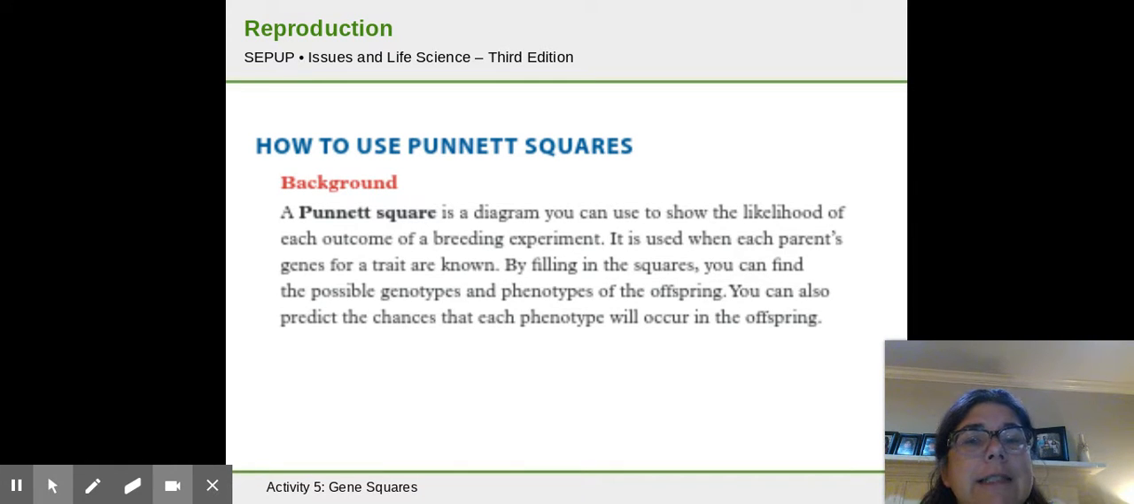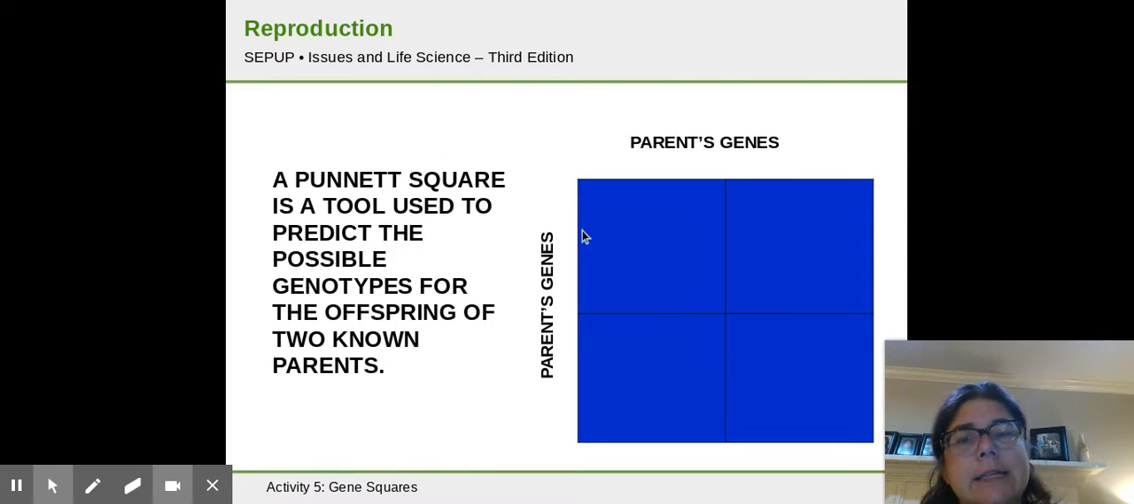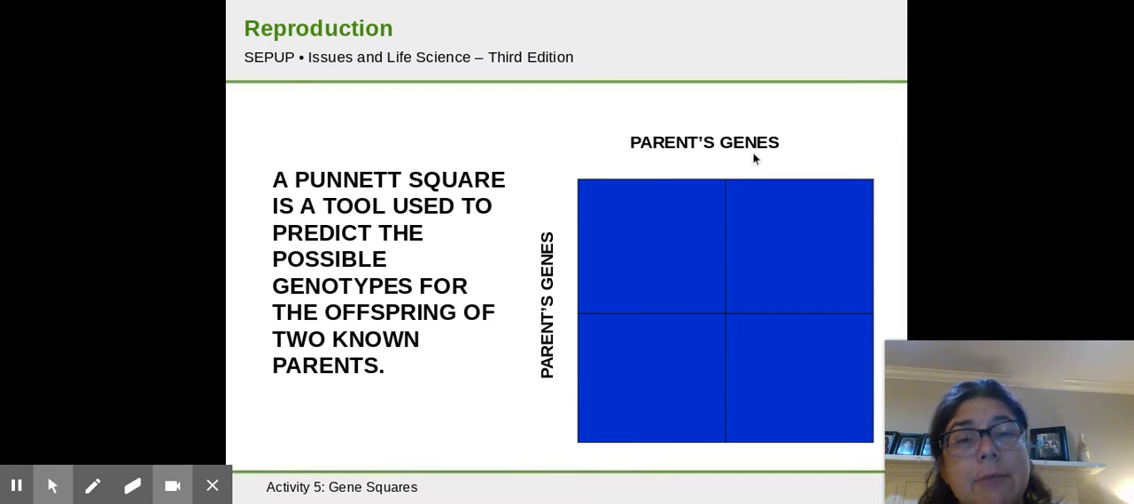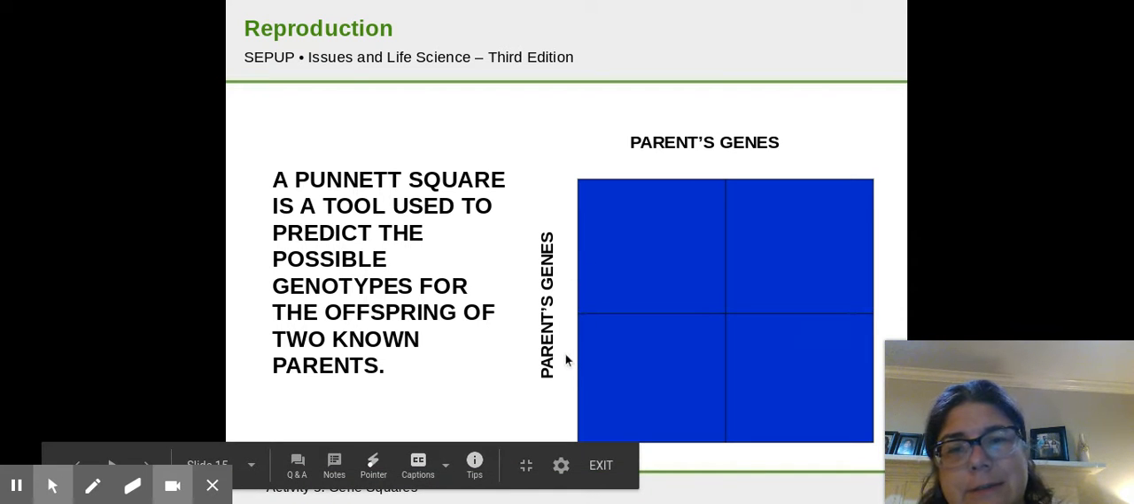We're going to fill in squares. By filling in the squares, you can find the possible genotypes and then the phenotypes of the offspring, and you can predict the chances that each phenotype will occur in the offspring. And so here's an example of a Punnett square. We have 2 parents. One parent will be along the top and one parent will be along the side. Each parent has 2 possible alleles that it received from its own parents. And there's a chance that each one of these alleles can be passed on. So we have a spot for each of those alleles for parent 1 and a spot for each of parent 2's alleles.